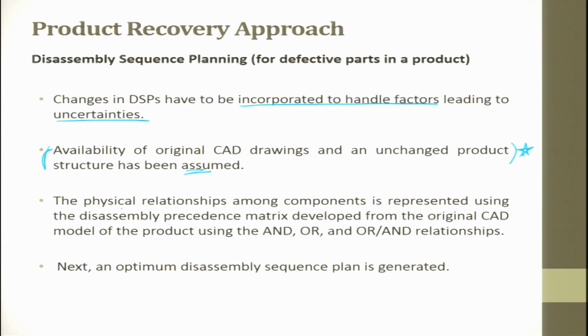Okay. Next, the physical relationship among components is represented using the disassembly precedence matrix developed from the original CAD model of a product. Next, an optimum disassembly sequence plan is generated. So, this is all for defective parts in a product.